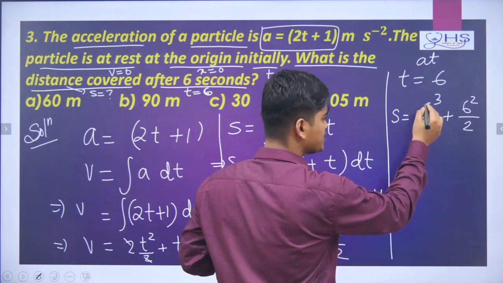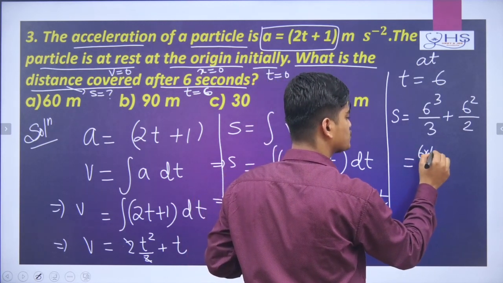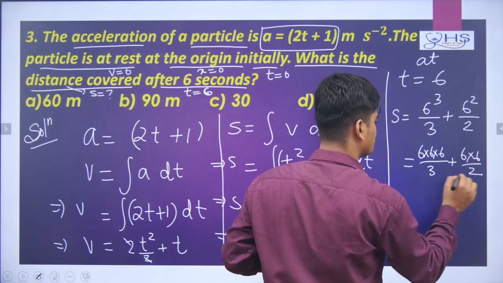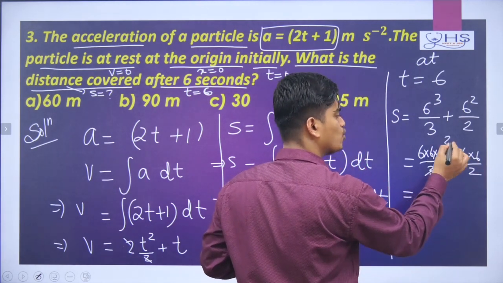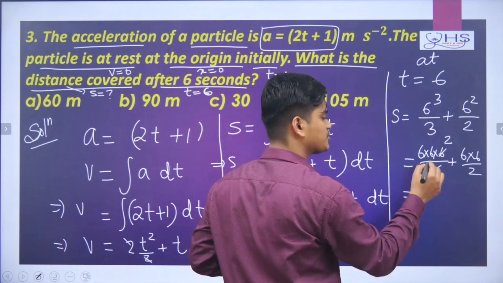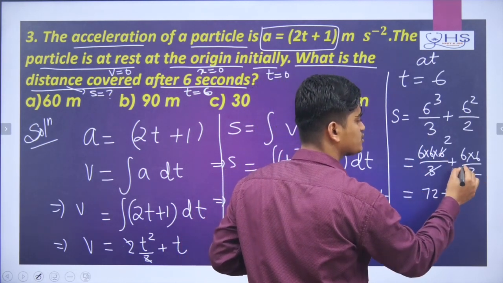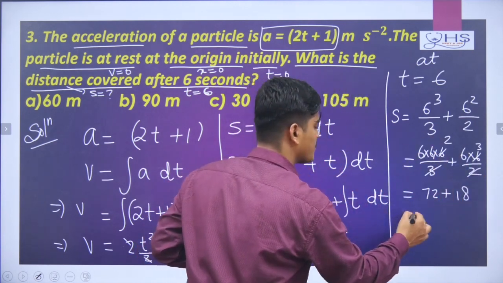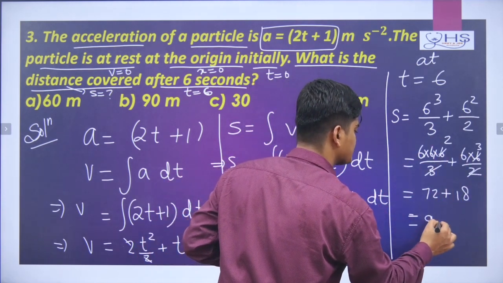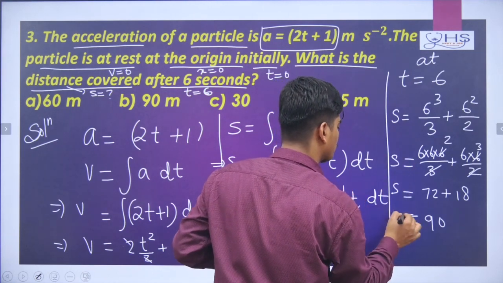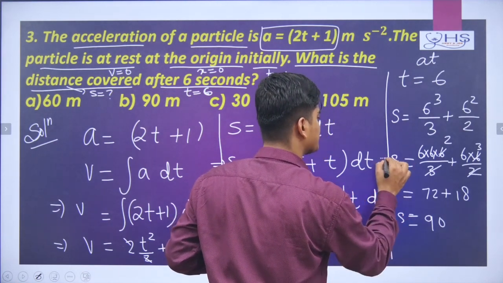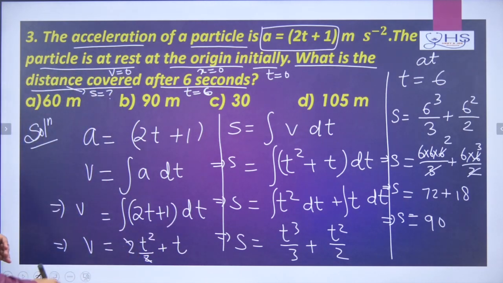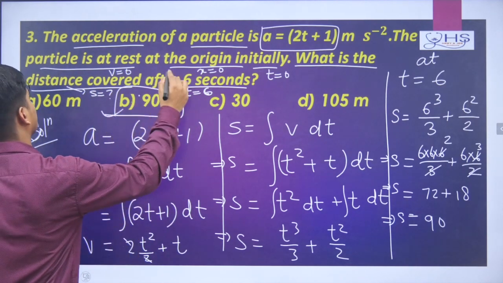Now you can write 6 to the power 3 as 6 into 6 into 6 by 3, plus 6 into 6 by 2. Here 3 cancels with 6, so 6 into 6 is 36, 36 into 2 is 72, plus 6 into 6 by 2, where 6 and 2 cancel to 3, and 6 into 3 is 18. So 72 plus 18 is 90. So the displacement or distance covered at t equal to 6 seconds is 90 meters. So option B is correct.